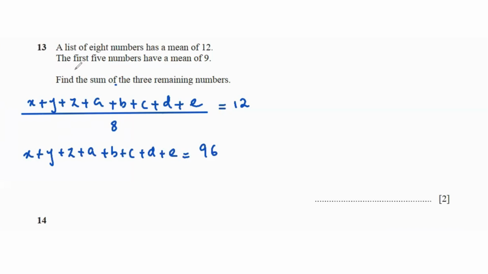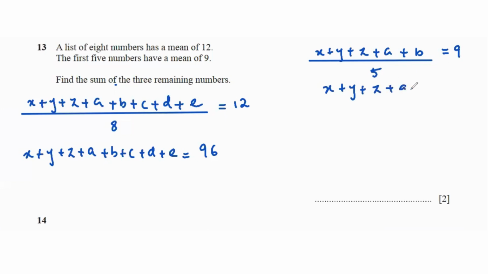Now, they say that the first 5 numbers have a mean of 9. So if you look at the first 5 numbers, that's x plus y plus z plus a plus b. These 5 numbers have a mean of 9. So that means their sum is going to equal the product of 9 and 5, which is 45.